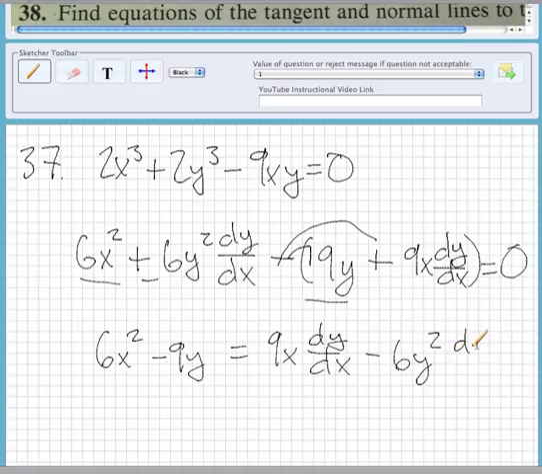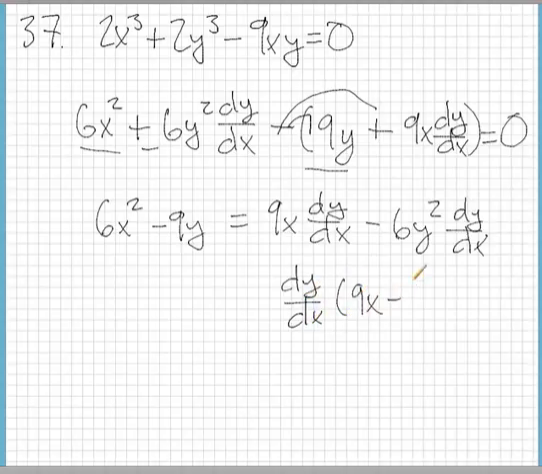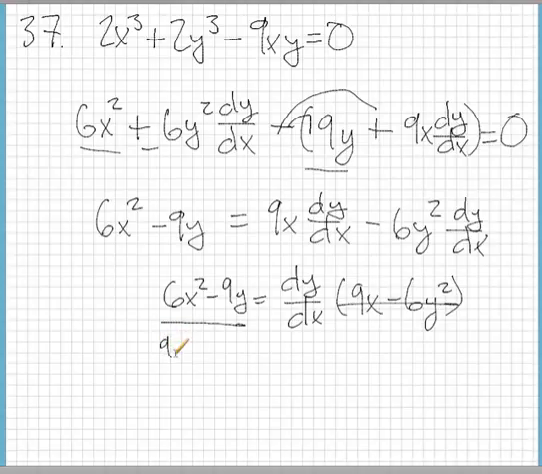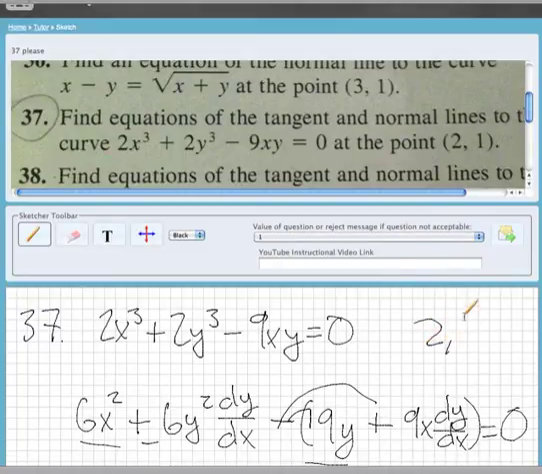6y squared dy/dx, we're going to factor that out. And dy/dx times (9x minus 6y squared) equals 6x squared minus 9y. And divide it from both sides. So dy/dx is going to equal (6x squared minus 9y) over (9x minus 6y squared). So this is our function of the slope.